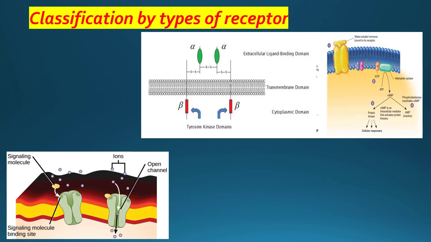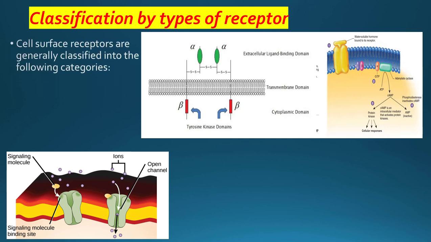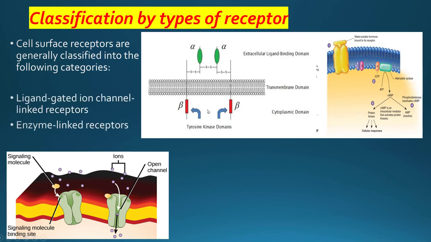Classification by type of receptor. Cell surface receptors are generally classified into the following categories: ligand-gated ion channel receptors, enzyme-linked receptors, and G protein-coupled receptors. These are ligand-gated, G protein, and enzyme-linked receptors.